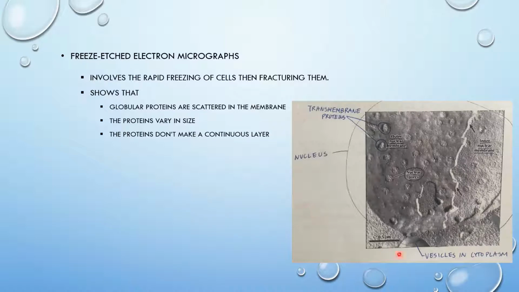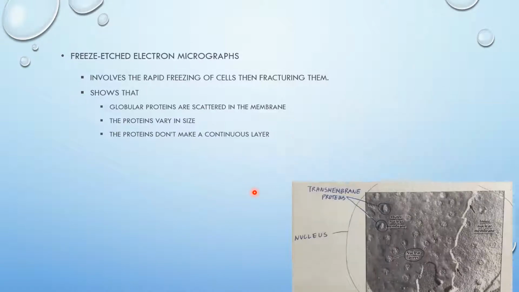Here's another electron micrograph. This is a nucleus. I labeled it here. As you see, the nucleus has two membranes: that is the outer membrane, and that's the inner membrane. There are nuclear pores. Some of them have transmembrane proteins in them. That's just another example of an electron micrograph.